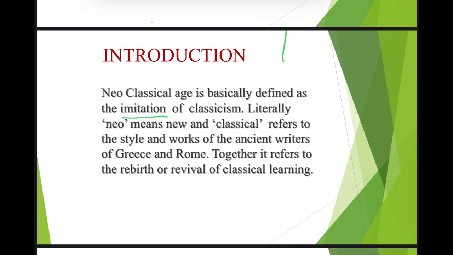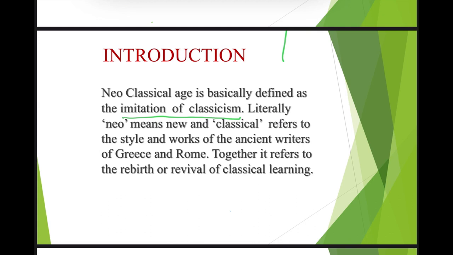Look at this line. The neoclassical age is basically defined as the imitation of classicism. Now, what is an imitation? What is classicism? That I'll tell you in the upcoming slides. But the neoclassical age is basically defined as the imitation of classicism.